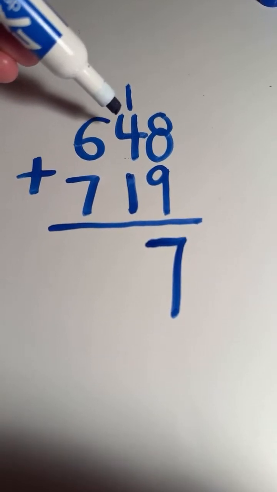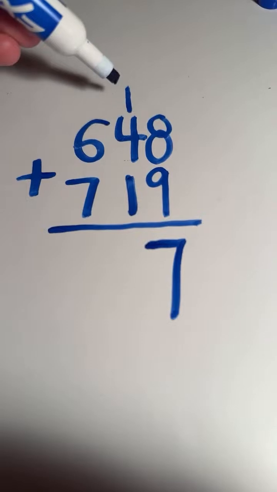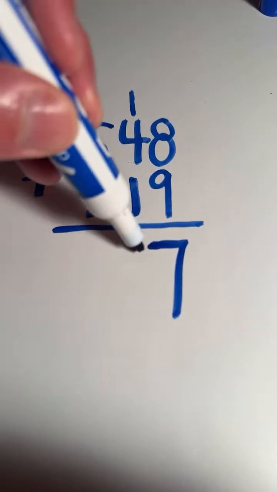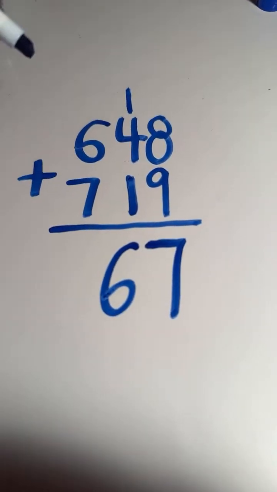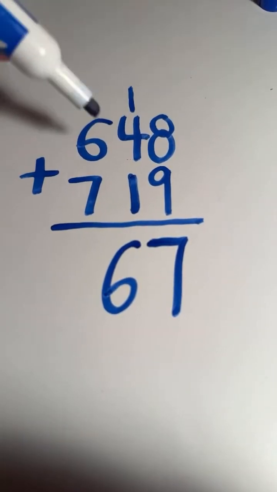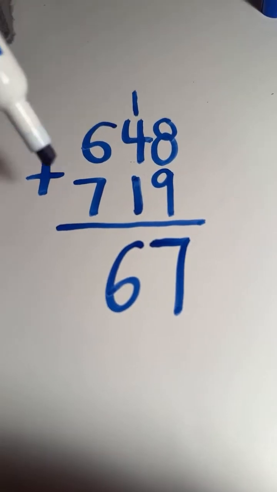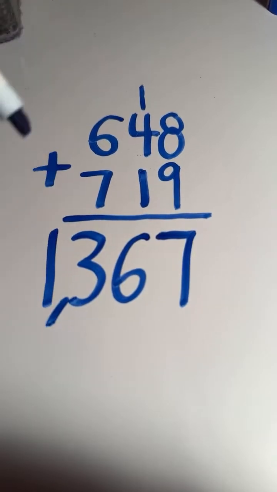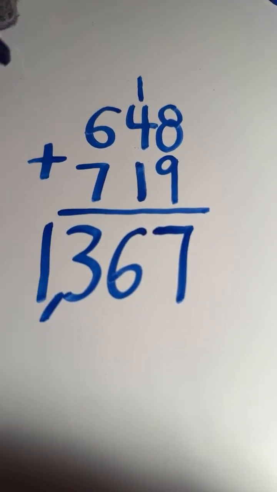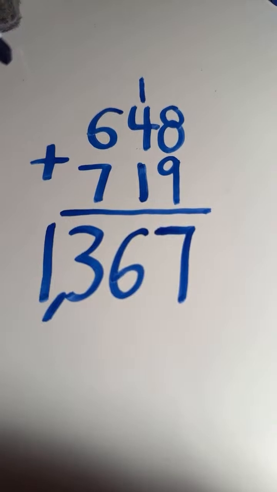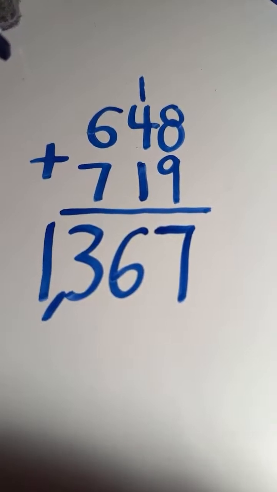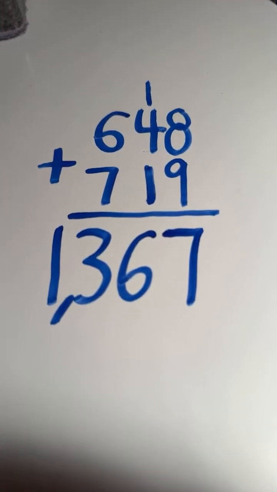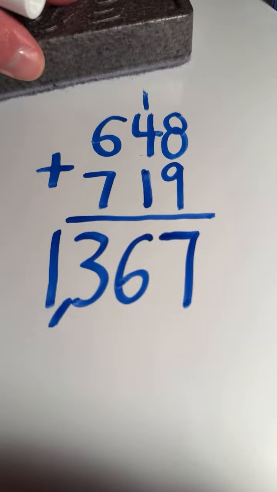Now in the tens place, we add 4 plus 1, and we add the 1 that we carried over. So 4 plus 1 equals 5, plus 1 equals 6. Now we do not need to regroup in the tens place because our sum is less than 10. 6 plus 7 equals 13. And we have our final answer, 648 plus 719 equals 1,367. All right, moving on to the next example.